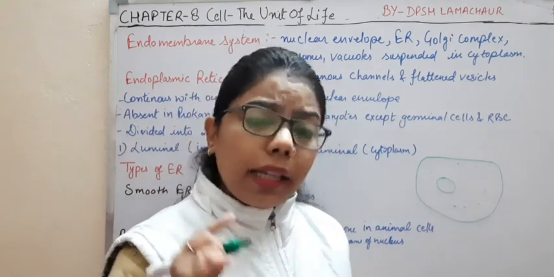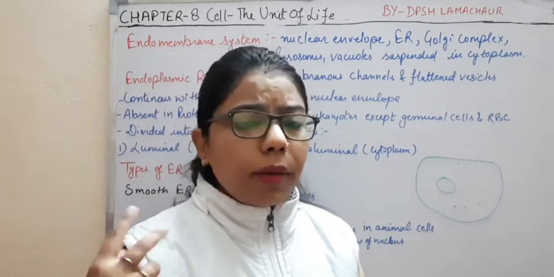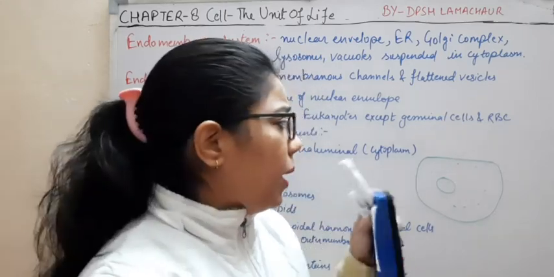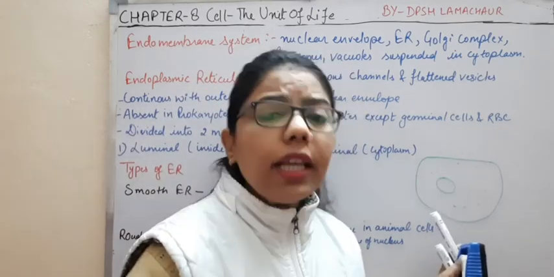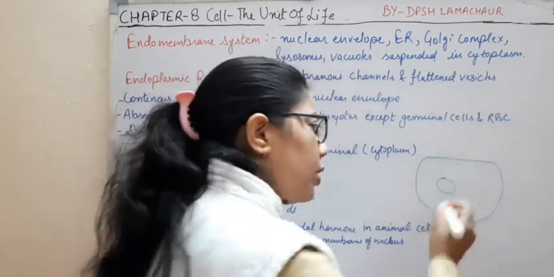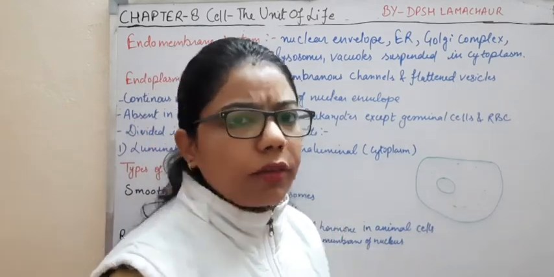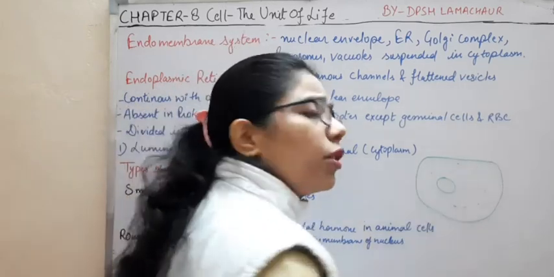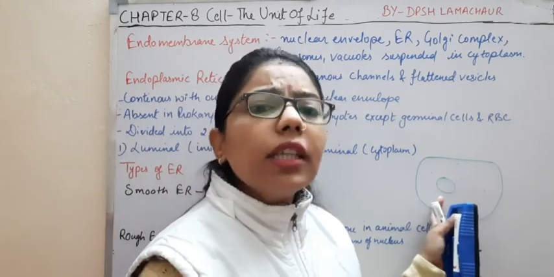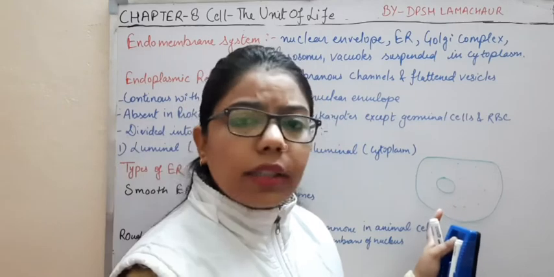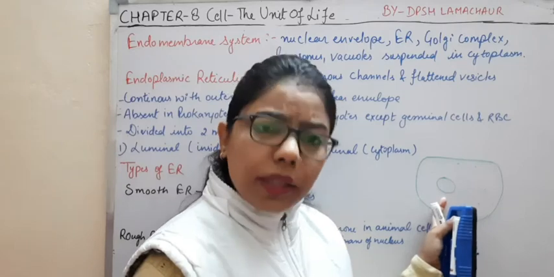If you classify the eukaryotic cell, it can be of two types: plant cell and animal cell. In plant cells, 90% of the cell is covered by the vacuole, so the nucleus is shifted towards the peripheral end, or the side of the cell. Here I have drawn the eukaryotic animal cell. In animal cells, the vacuole is not there, or if it is there, it is very small. So here the nucleus is present at the center.